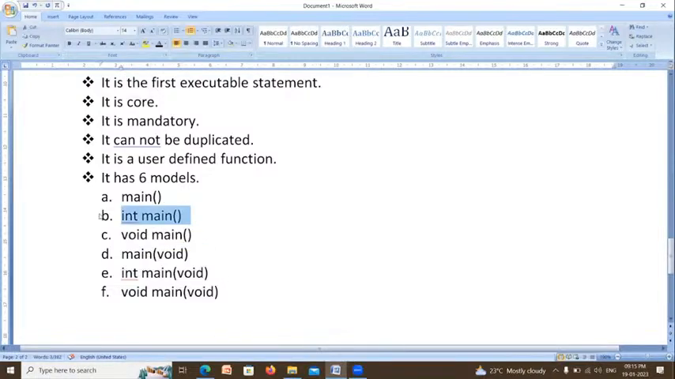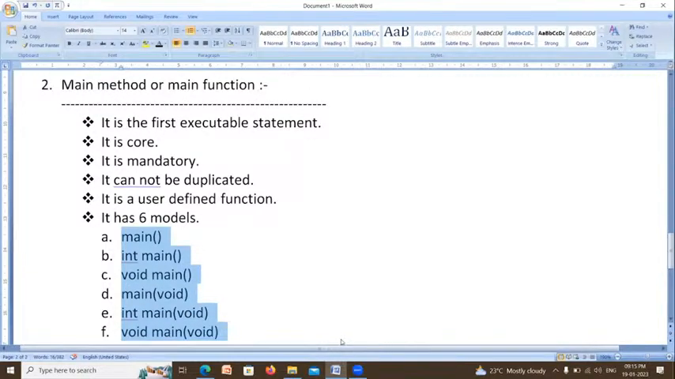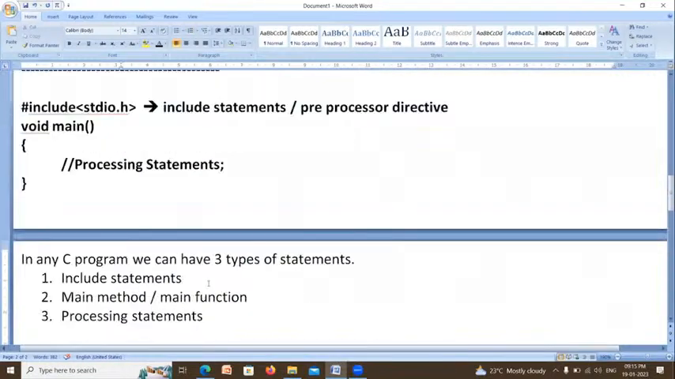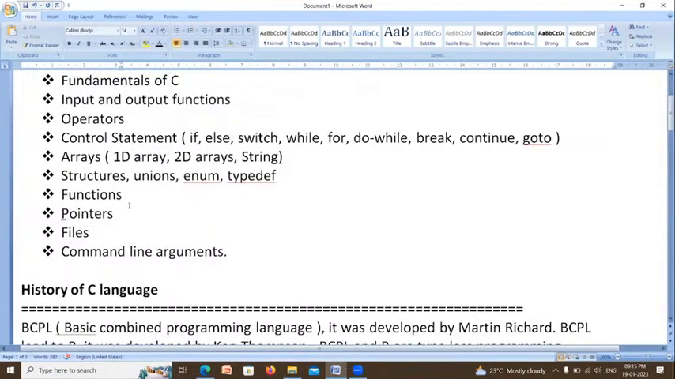You can follow the 2nd model, or the 1st model, or the 4th model. Any model you can write, you can use, no problem at all. Right? What is the difference between the models? There are 6 models you can use. There is no difference. Actually, you can understand the difference at the time of functions. I already explained the functions concept.